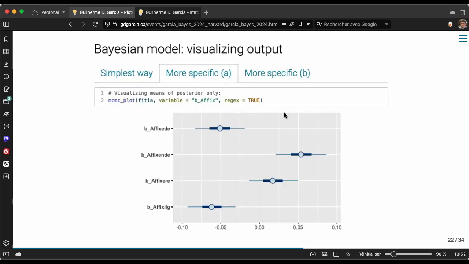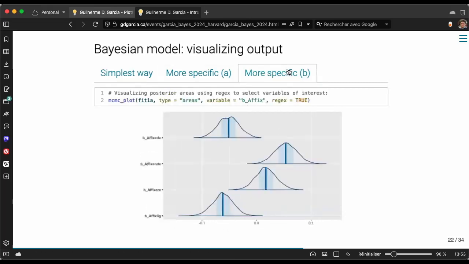So this is kind of similar to the figure from before. We don't see the intercept because in this type of model, everything is a difference relative to bar anyway. So it makes perfect sense to just plot the other four here. You can get a little more specific by looking at the distribution.